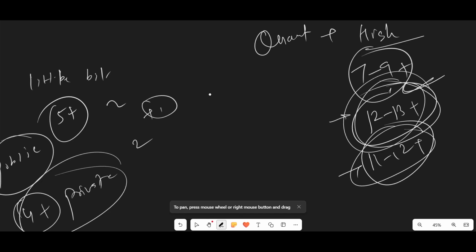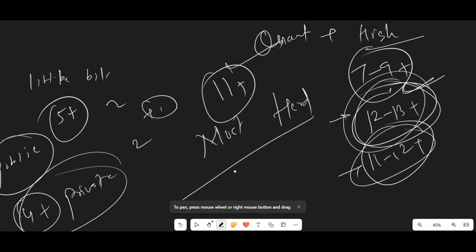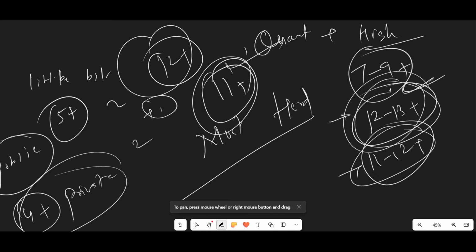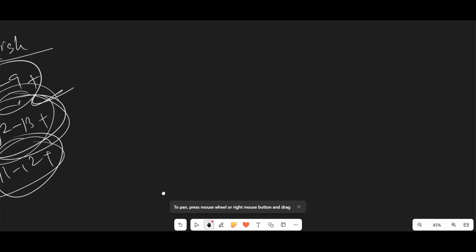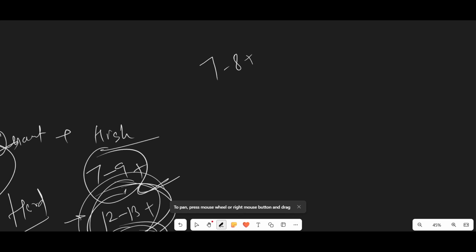Verbal was lengthy this time. I think 11 plus could be a good score for verbal, because this was the hardest verbal candidates faced in this shift. So I think 11 plus or 12 plus could be a very good score in verbal. Coding, I already talked about. For the advanced section, 7 to 8 plus questions could be a good score.